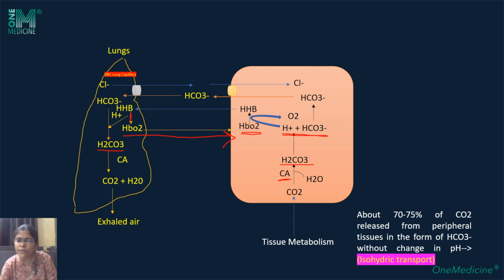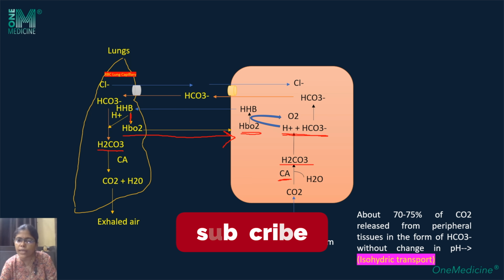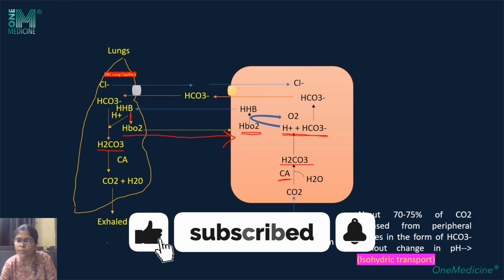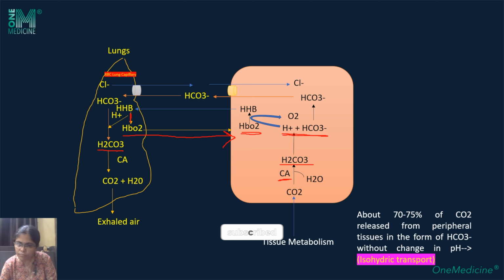About 70 to 75% of the carbon dioxide that is released from metabolism in the tissues is taken care of by the RBC without change in pH, and this is known as isohydric transport of the bicarbonate. That's why bicarbonate is also known as the alkaline reserve of our body. So from this, it is very important as a short essay question in the university exam: the role of bicarbonate buffer. Try to prepare a note.